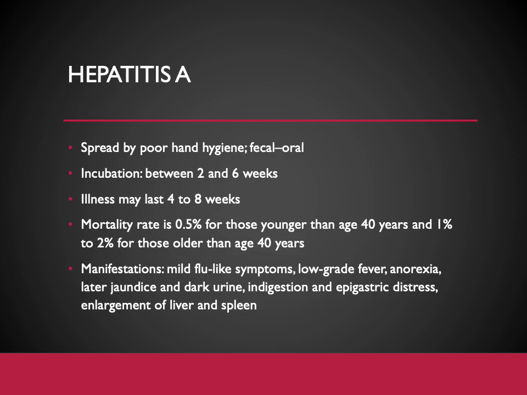Basically, the mortality rate for the young is like 0.5%, and 1 to 2% for older adults or people older than 40. So usually if this is really giving you an issue, you probably already have another problem where this is ravaging you in a different way.